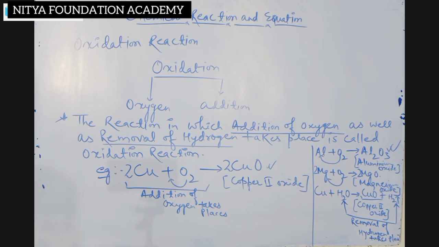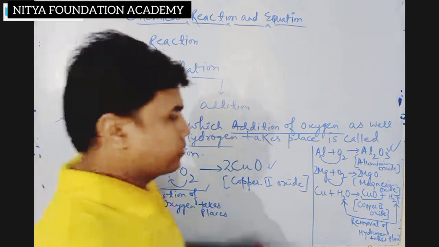But in the same way, we know very well that when metal reacts with water, the metal oxide is formed, and in the same way, hydrogen is removed. And here, the removal of hydrogen, we can see in the definition given, is called oxidation reaction also. So you have to mention some examples here where the removal of hydrogen takes place.